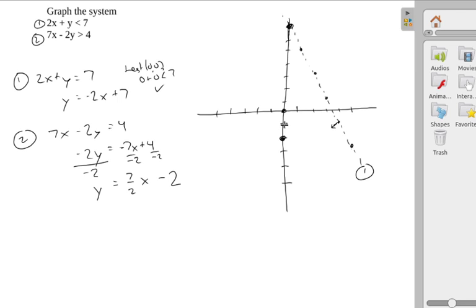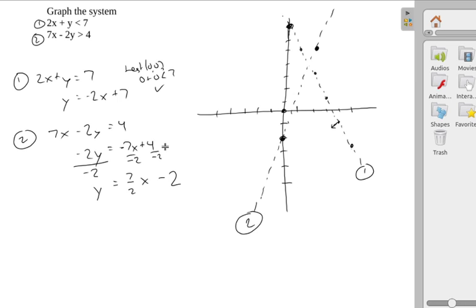to go up 7, 1, 2, 3, 4, 5, 6, 7, and to the right 2. Right about there. Because this is such a large step, I don't think I'm going to even have enough room to do another one. So I'll draw in my line. It should be a dashed line. Right through here. I'll label this as line 2.